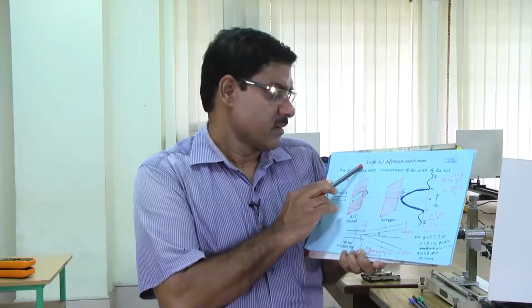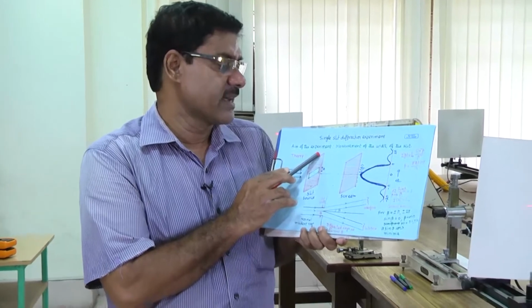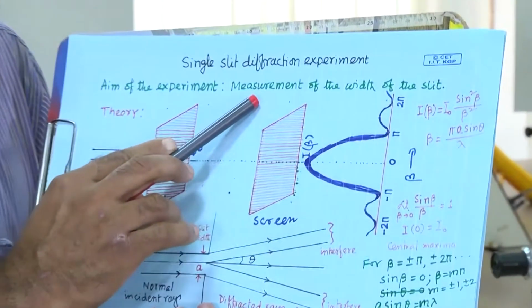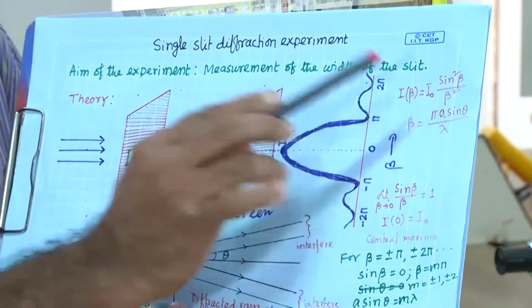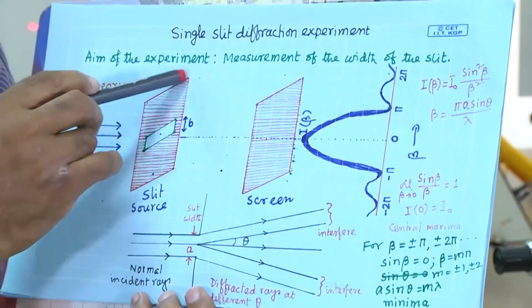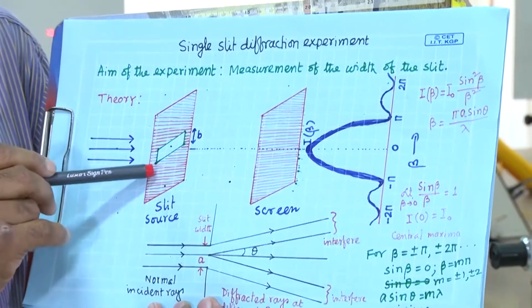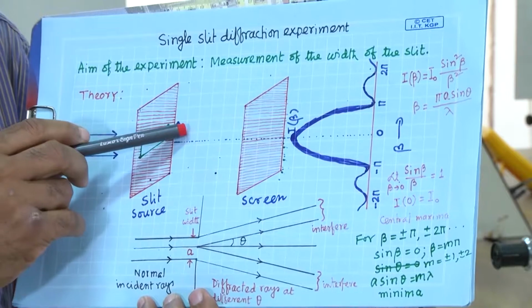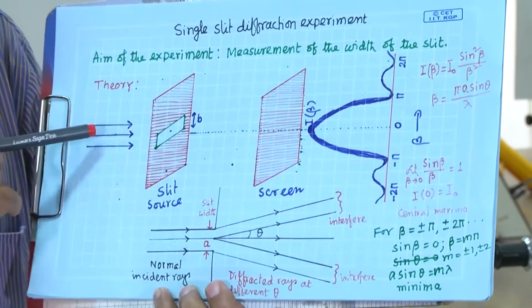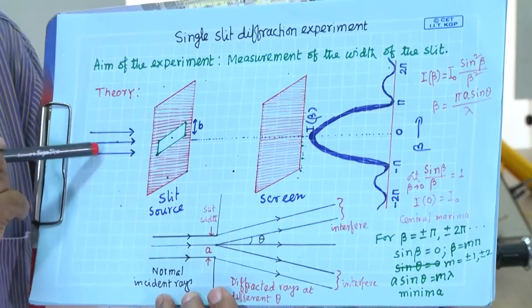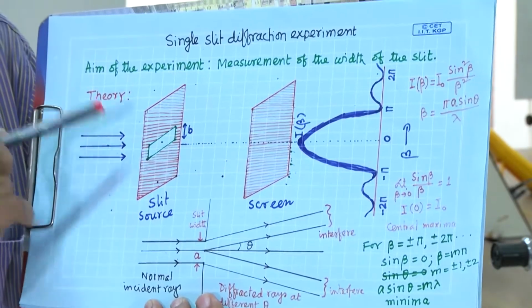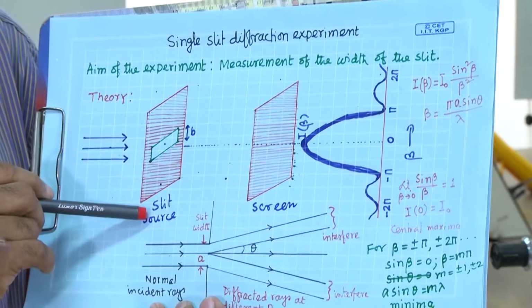So, today I will demonstrate the single slit diffraction experiment. The aim of this experiment is basically the measurement of the width of the slit. So, we have a single slit, its width is B. Now, parallel rays are falling normally on this slit.